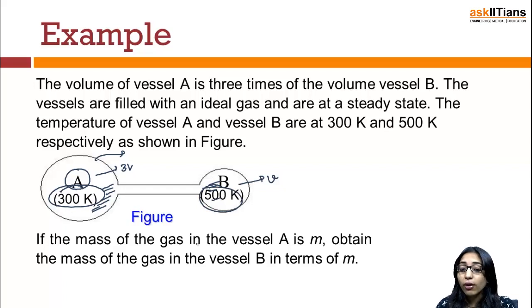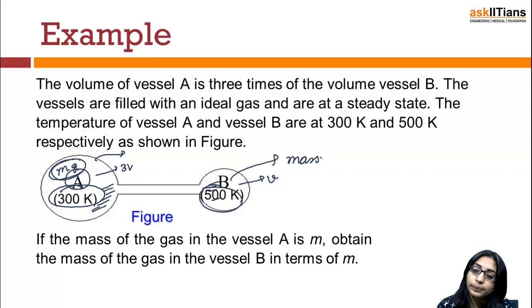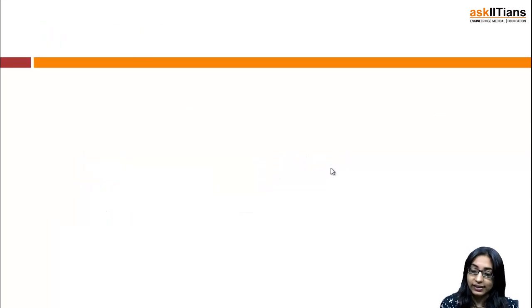Now, if the mass of the gas in vessel A is m grams, obtain the mass of the gas in vessel B in terms of m. So now we have to find out the mass of the gas in vessel B if both of them are found to be in the steady state.